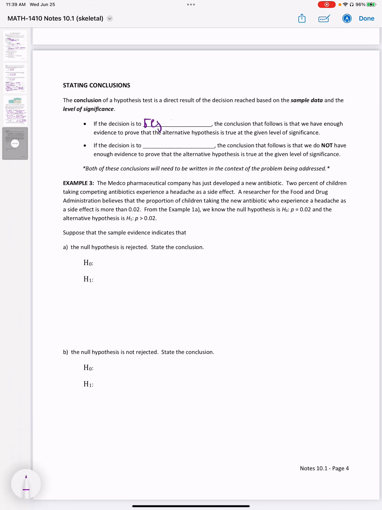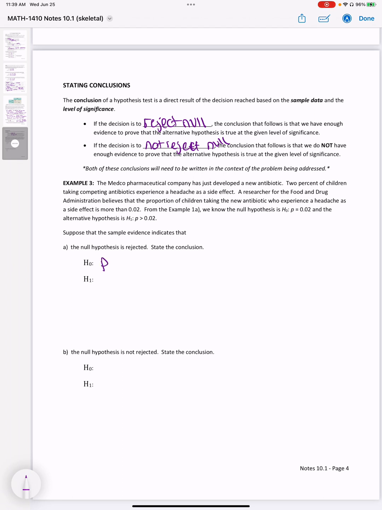So if your decision is to reject the null, the conclusion that follows is that there is enough evidence to support the alternative. It's one or the other. You're either supporting the alternative or the null. If you don't reject the null, you're saying the sample evidence is not very exciting. The alternative doesn't have any pull.